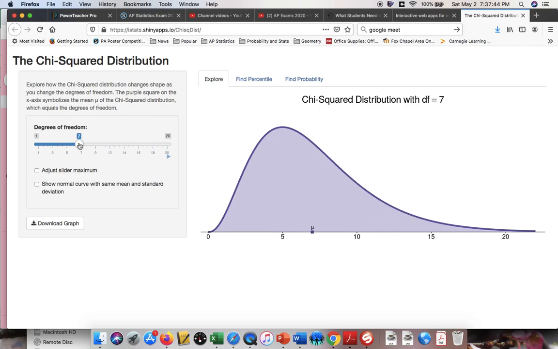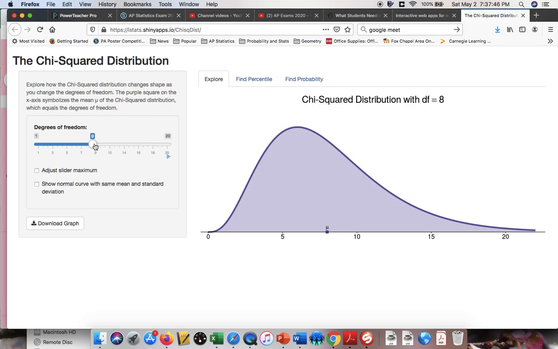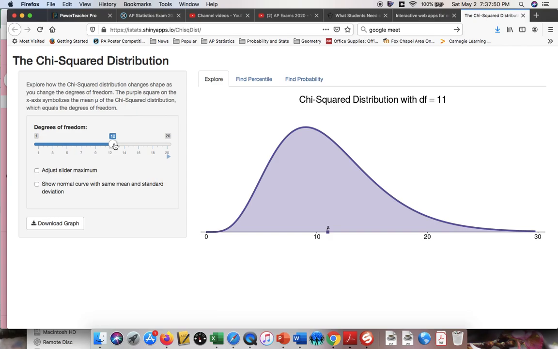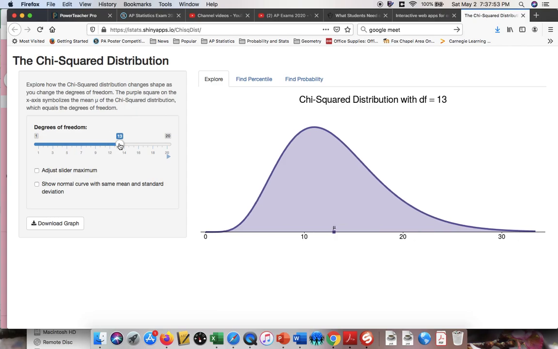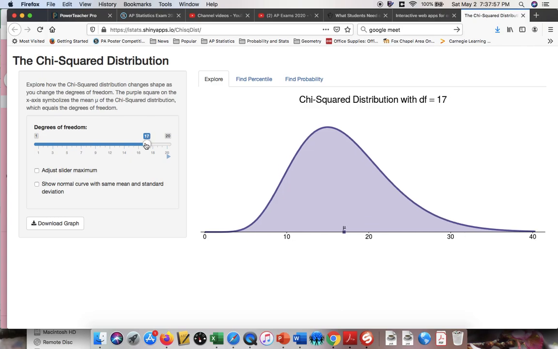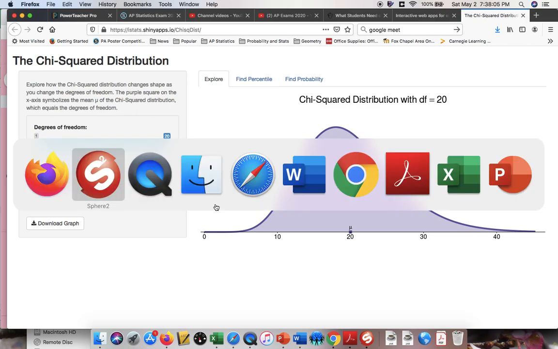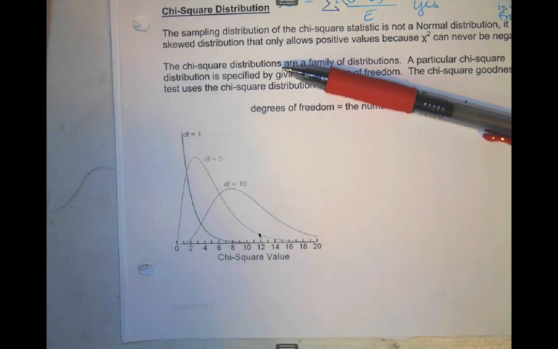Does it start to look like a normal curve at some point? Sure, but it's its own distribution. It's the chi-square distribution. It does have its own function, but it's pretty much going to be right skewed for a while. At a certain point, maybe it'll start to look more normal, but it's its own distribution. So don't try to use the normal curve for the chi-squared problems. Okay. All right.